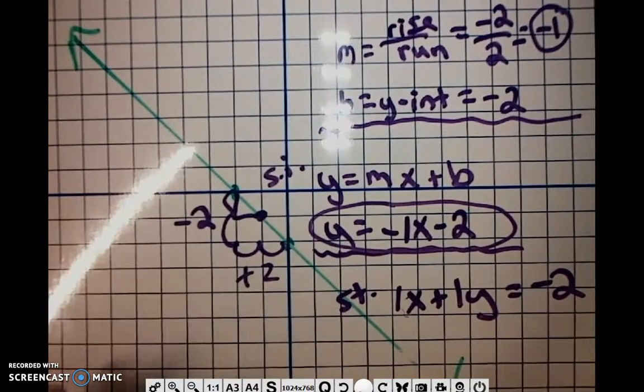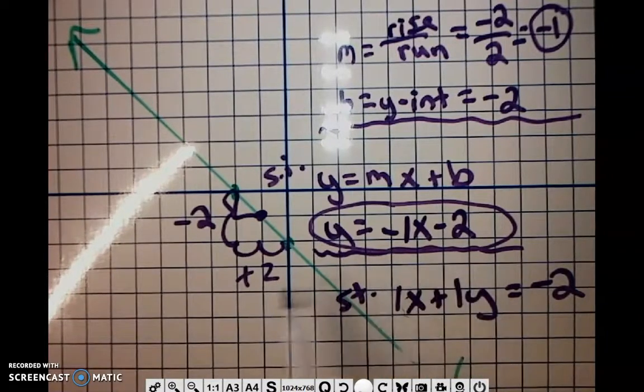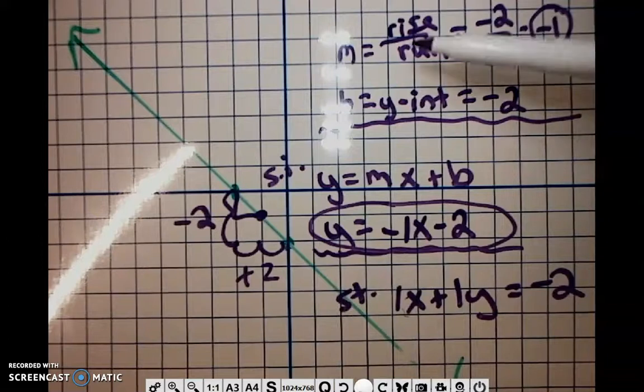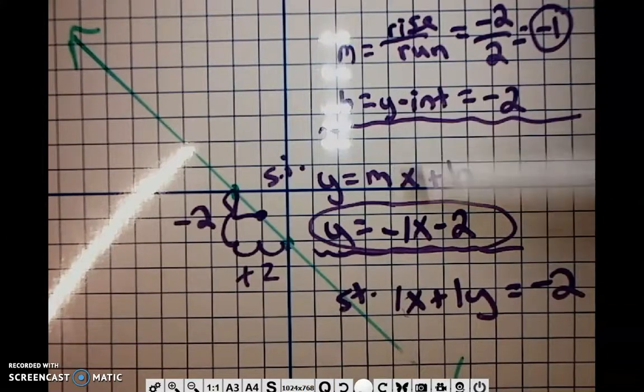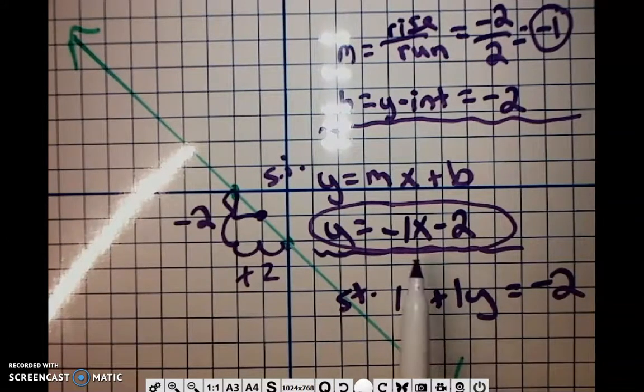So again, the name of this line in slope-intercept is y equals negative 1x minus 2. I cannot identify that unless I first know the slope and the y-intercept. I have to know m and b. Standard form, I take negative 1x and I bump it to the other side, and therefore I have 1x plus 1y equals negative 2.